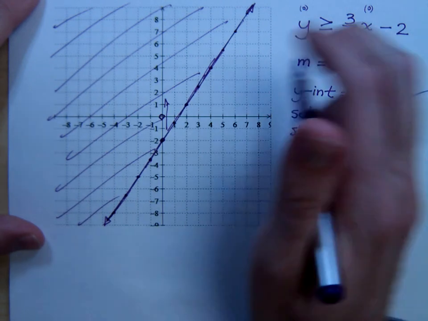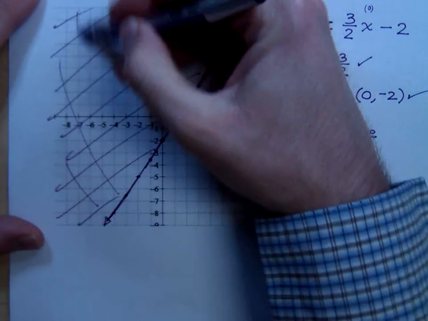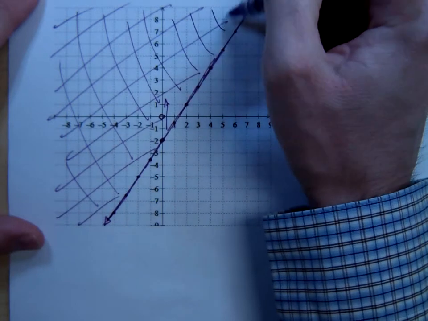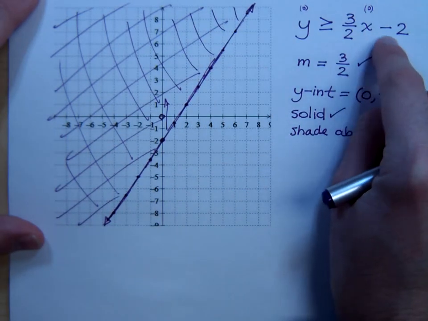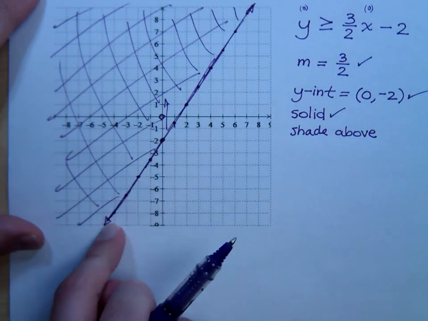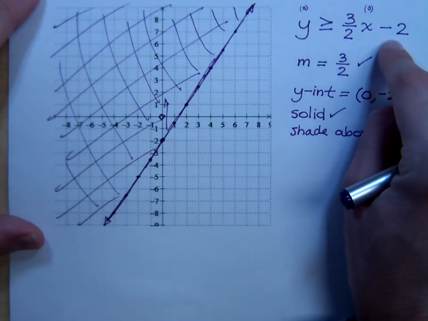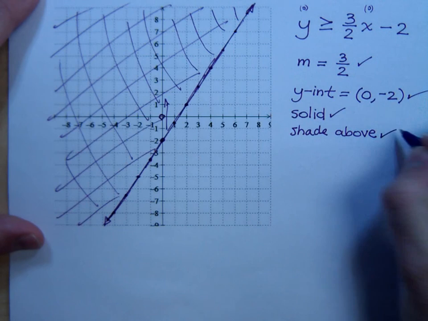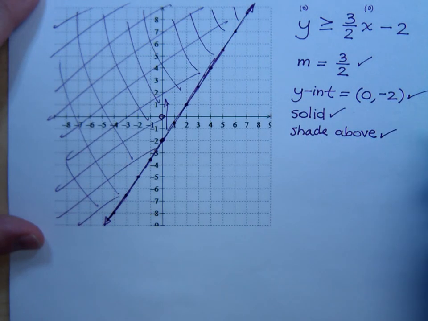Yeah. Any point that I pick over here, any point at all, is going to work. Not only will any point in this region work, but any point that's on the line itself will also be a solution to this inequality. Okay? Any questions?